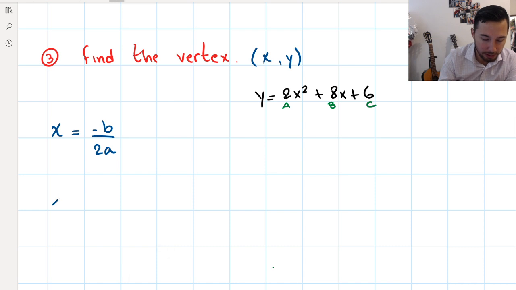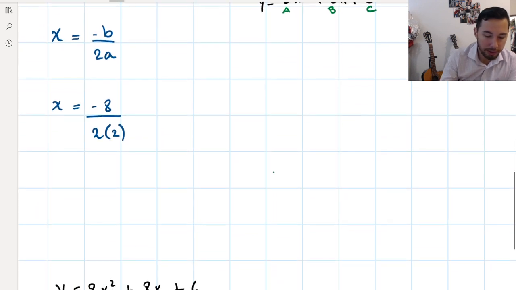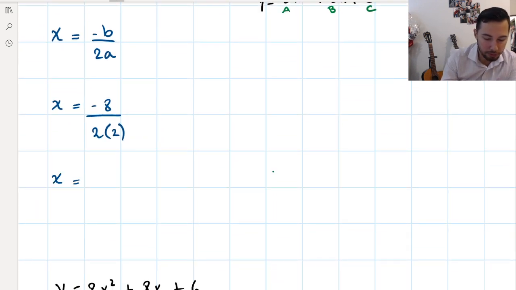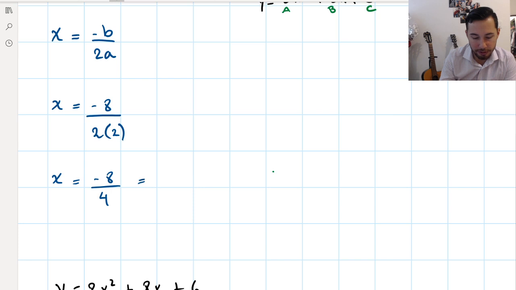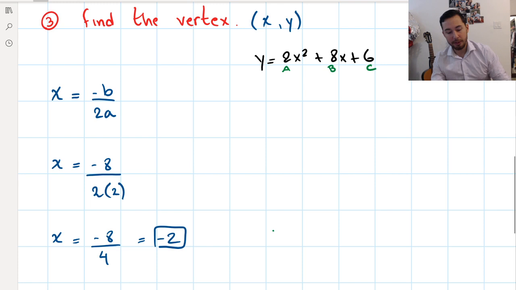So this will be x is equal to negative 8 divided by 2 times the value of a. Well, the value of a here is 2, so this will be 2 times 2. So let's rewrite this as x is equal to negative 8 divided by 2 times 2 is 4, and negative 8 divided by 4 is negative 2. Again, all that gives me is the x value for the vertex.